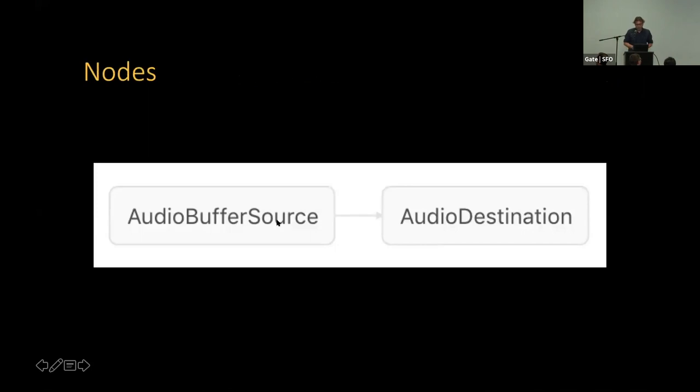Web audio works with something called a graph, right? Where you connect little nodes into a graph to make something appear at the destination. In our case, this is the simplest graph we can have. There's a source, which is the audio file we just read, and there's the destination, which by default is the speakers or whatever's plugged in here.